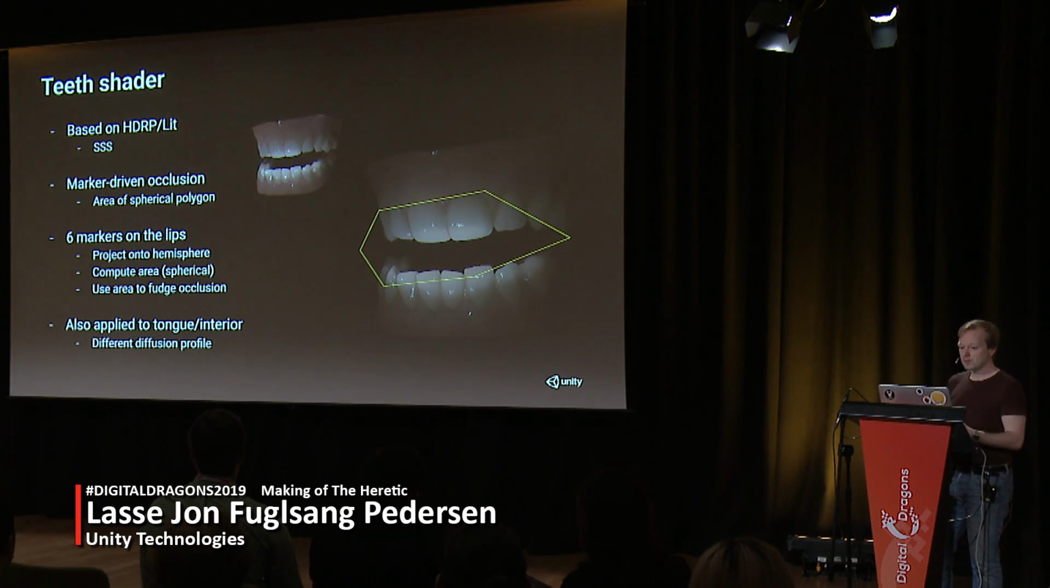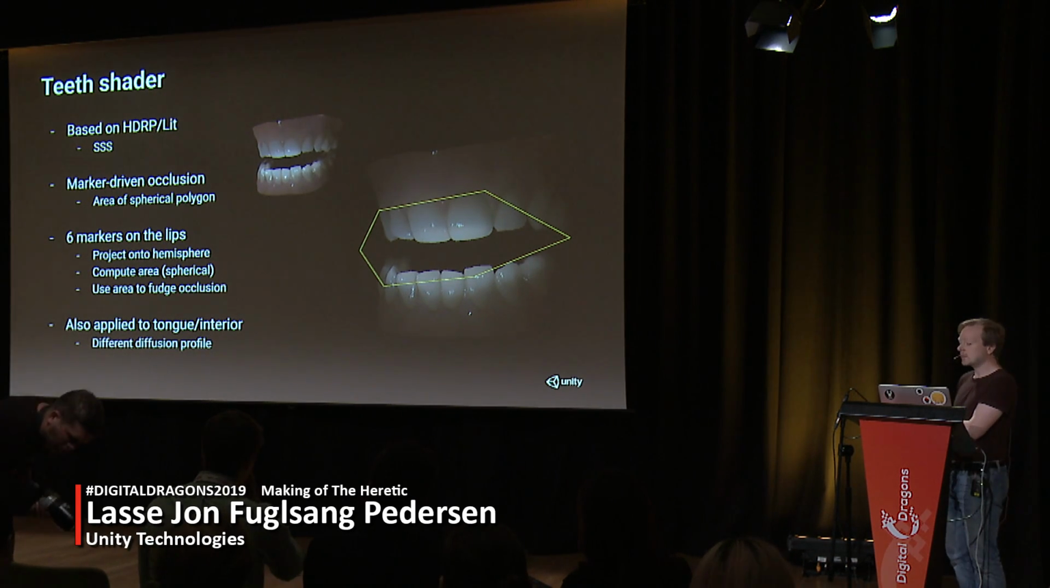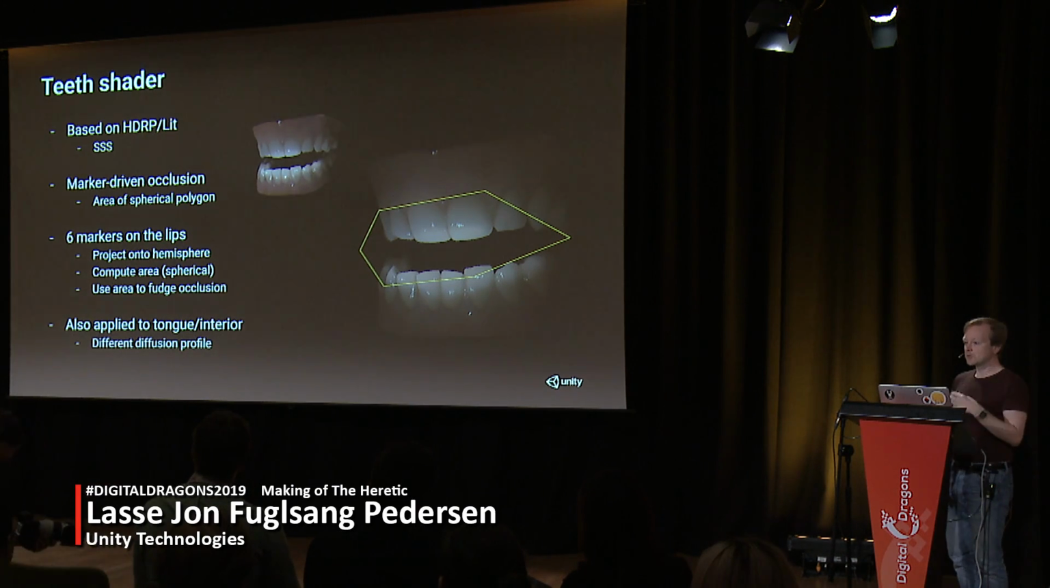to get a nice fall-off, we came up with a model where we define 6 points, or it could be more, but we've defined some points on the lips, and these points are then, for each fragment within the mouth, and that includes the teeth, projected onto a hemisphere where they become a spherical polygon. Then we compute the area of this spherical polygon, and that area divided by the area of the hemisphere is an incidence factor, you could think of it as the lit potential in that fragment. We just use it to fudge the occlusion.